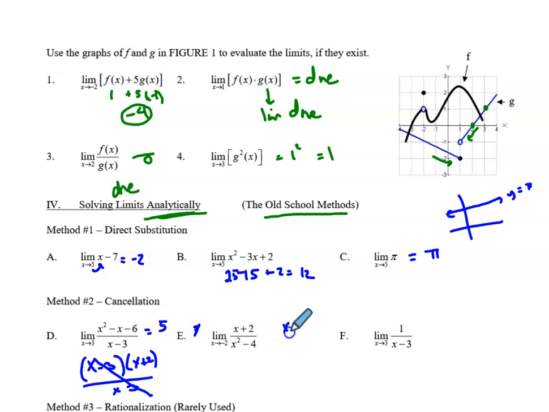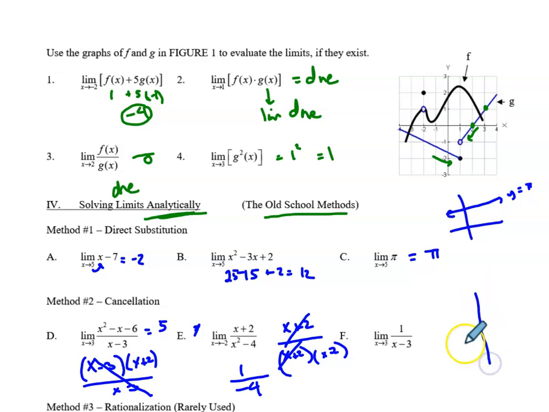So let's do factoring here, x plus 2 divided by x plus 2 times x minus 2, and then cancel the x plus 2's. Let's plug in a -2, and we're left with 1 over -2 minus 2, which is -1/4. Now this last one is a rational function, but don't get excited because you can't factor and cancel anything.